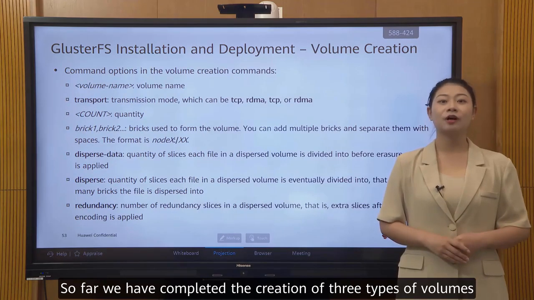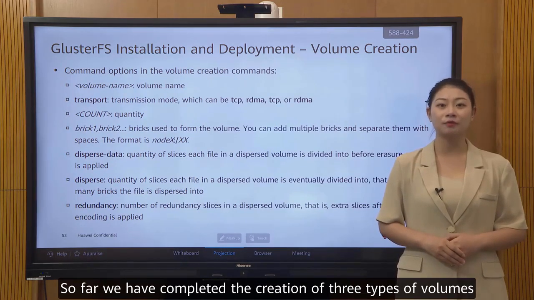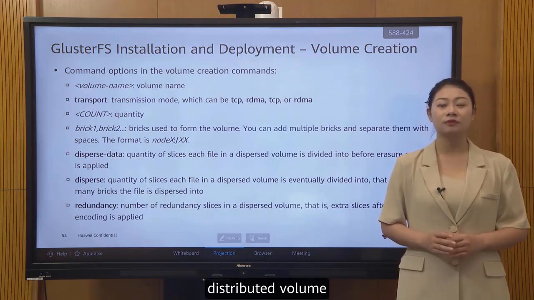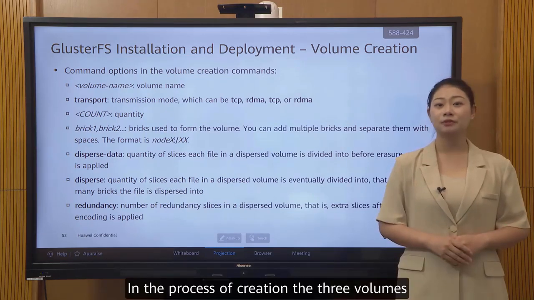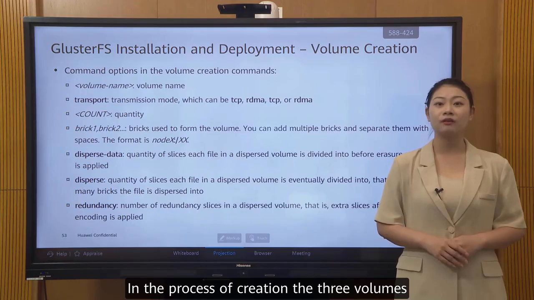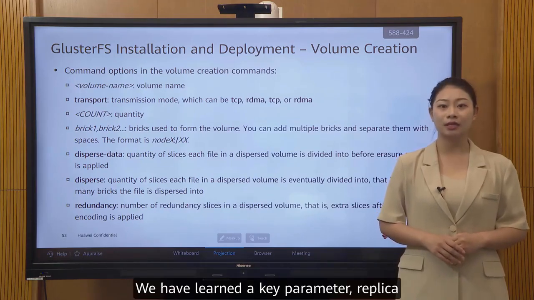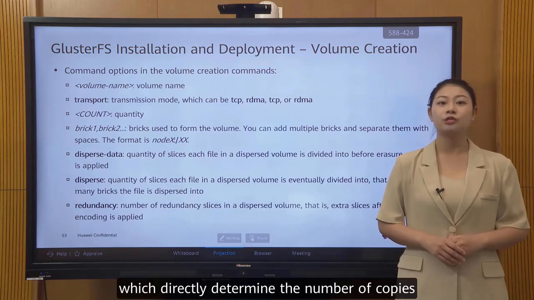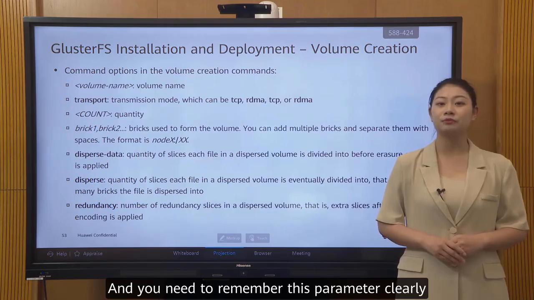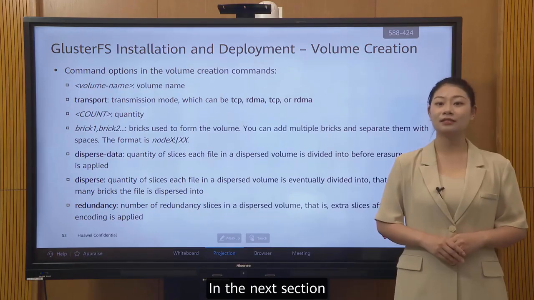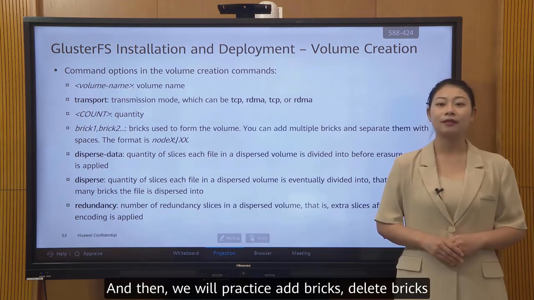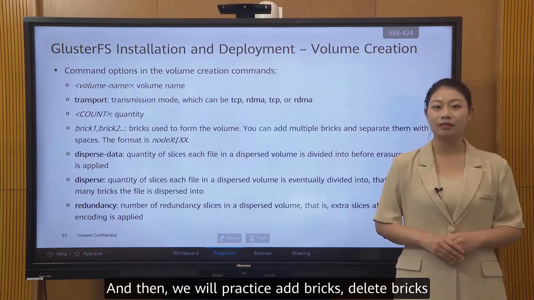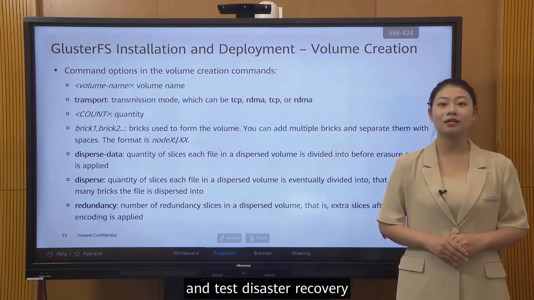That is the use of distributed replicated volumes. So far, we have completed the creation of 3 types of volumes: distributed volume, replicated volume, and distributed replicated volume. In the process of creating the 3 volumes, we have learned a key parameter, replica, which directly determines the number of copies. And you need to remember this parameter clearly. In the next section, we will create the remaining 2 types of volumes, and then we will practice adding bricks, deleting bricks, and testing disaster recovery.